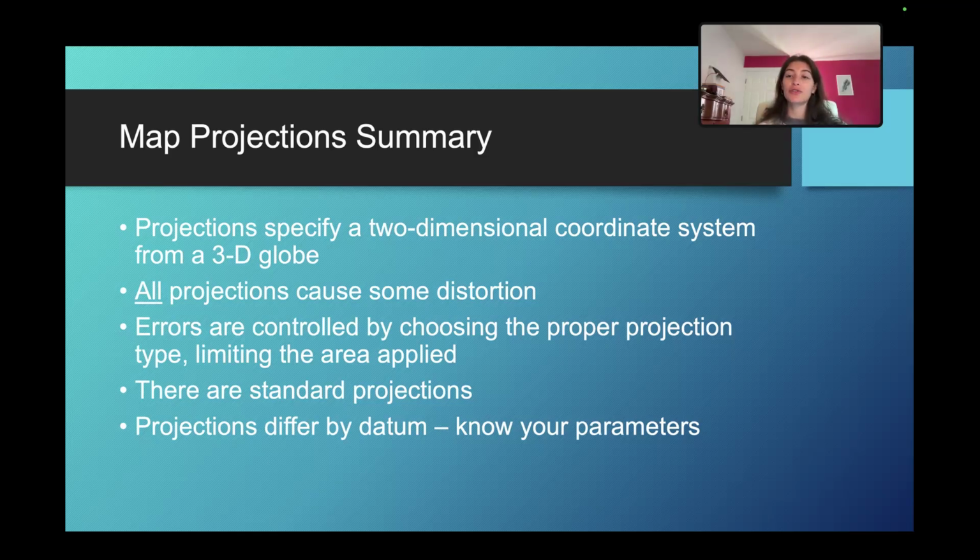Projections are meant to specify two-dimensional coordinate systems from a three-dimensional globe. Any projection that you choose, no matter what it is, will cause some type of distortion. You can limit this distortion and the errors that come from it by intentionally choosing your projection for whatever it is that you are looking at and trying to visualize. We have some standardized projections at different organizations, different agencies, and your projections differ by datum, so know what your parameters are.